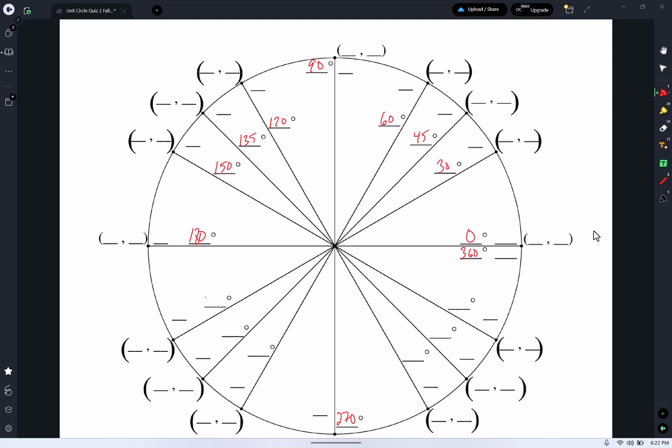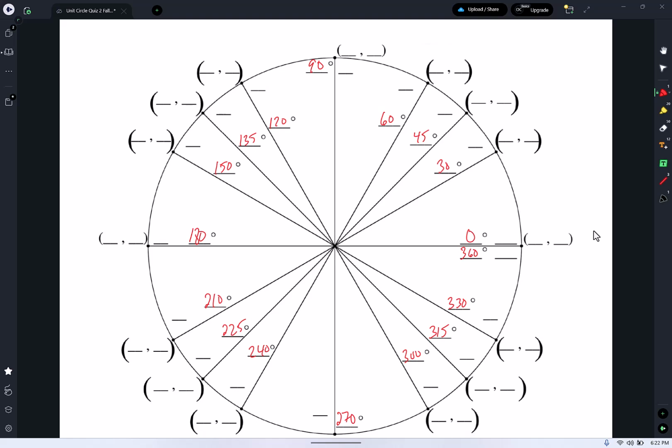180 plus 30, that's 210. 210 plus 15, that's 225. 225 plus another 15, that's 240. Then 240 plus 30, that's your 270. 270 plus 30, there's your 300. 300 plus 15, there's your 315. Then 315 plus 15, there's your 330. And then 330 plus 30, there's your 360. So that's how you can verify you did it right.